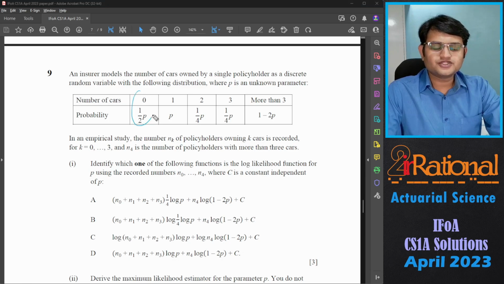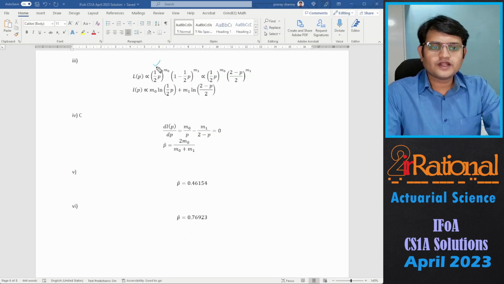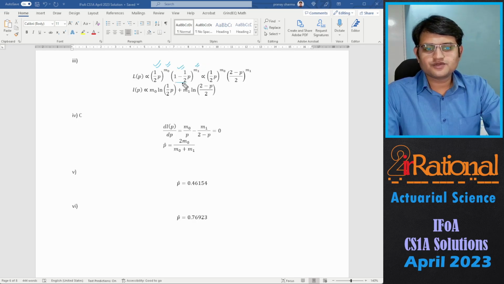So for M0, that is 0 number of cars, the probability is 1 by 2 p, and the rest would be M1. So that would be 1 minus of this 1 by 2 p. So for log likelihood, we'll have theta raised to the M0 value and 1 minus theta raised to M1 values. And I've just simplified this. We'll get (2 minus p) upon 2. Taking log, we'll get M0 log of (1 by 2 p) plus M1 log of (2 minus p). That is what was asked.